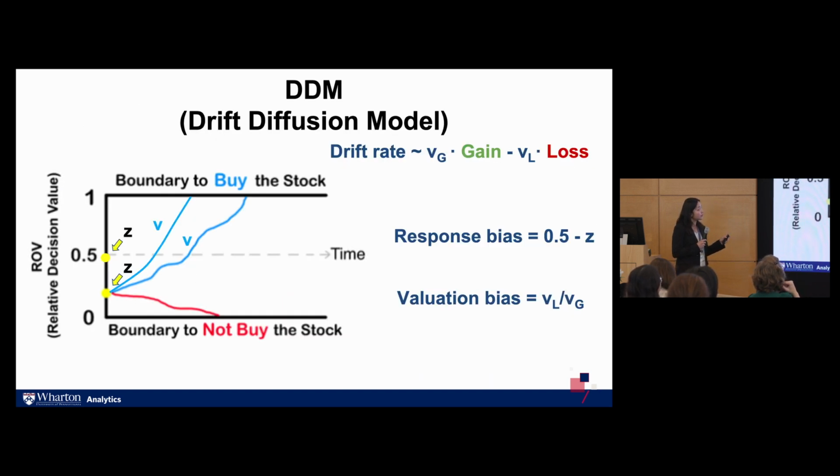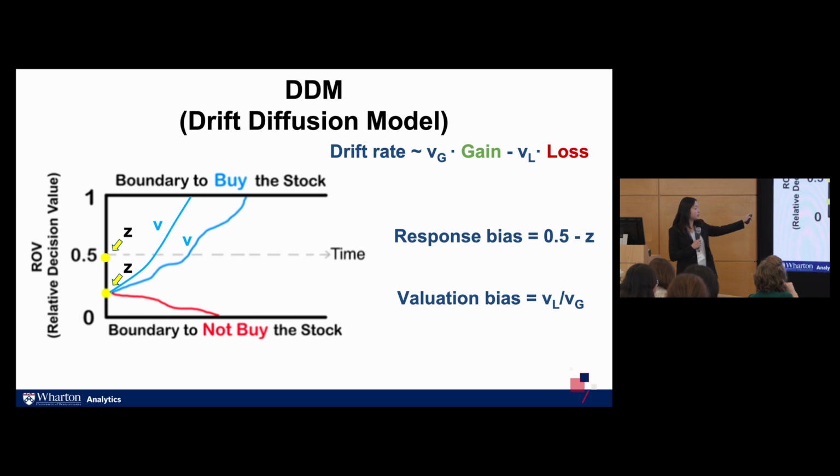So here we use the drift diffusion model, which is a joint model to decompose decision making into valuation bias as well as response bias. The model explains decision making as an evidence accumulation process, which depends on the starting point of the accumulation as well as the rate of the evidence accumulation.